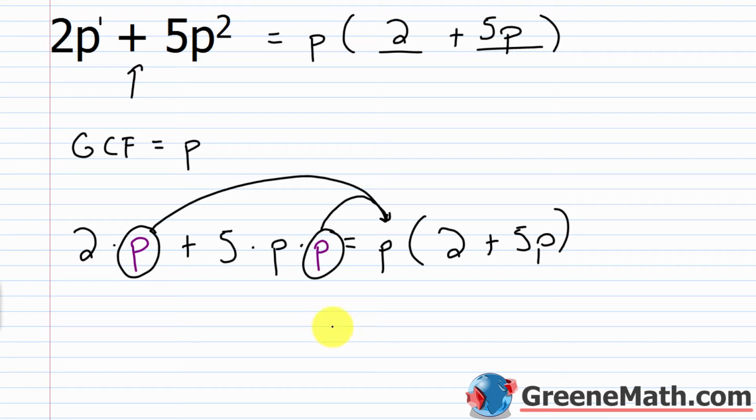And if it makes you feel more comfortable, because I know none of this is in standard form, you could flip the order of this to begin. So you could say 5p squared plus 2p is equal to, and then you'd have p times, flip the order of this, 5p plus 2. And again, you can check it with multiplication. P times 5p is 5p squared. P times 2 is 2p. So you get 5p squared plus 2p.